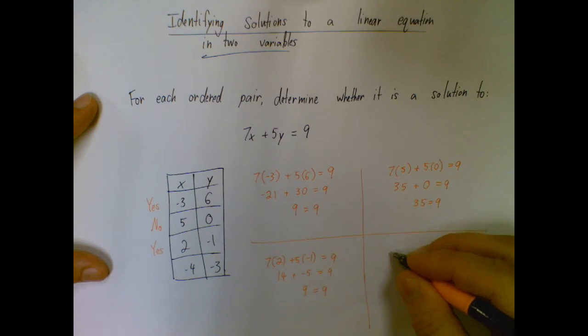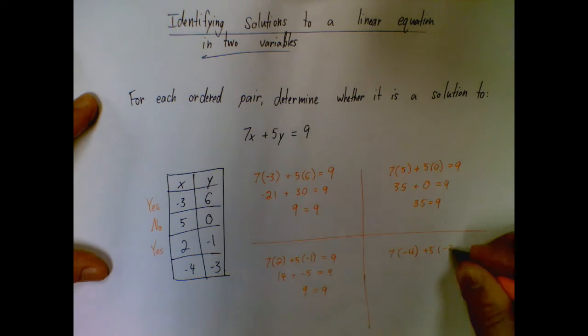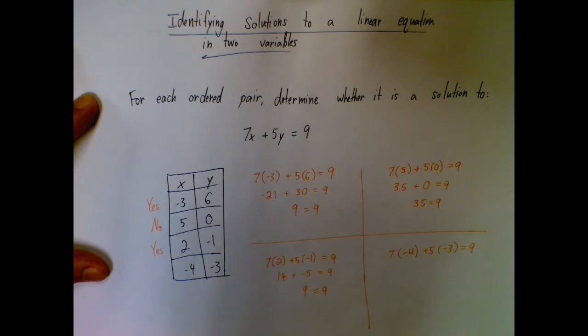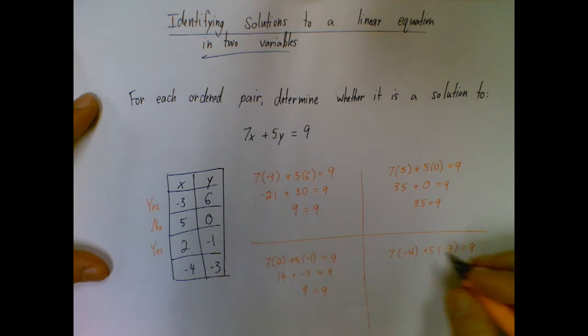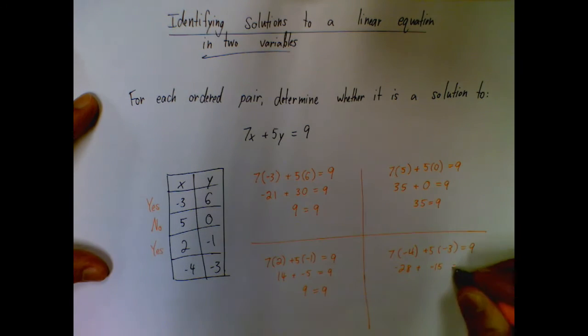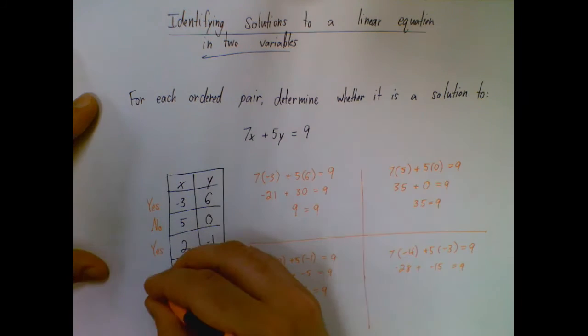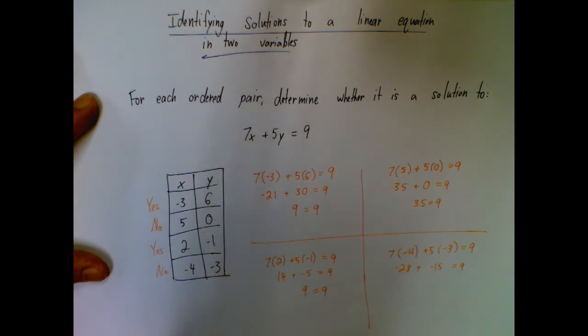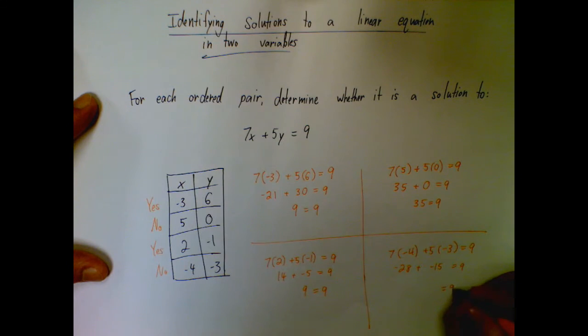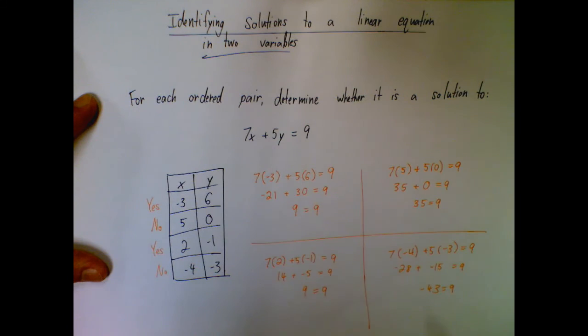Okay. And last but not least, 7 times negative 4 plus 5 times negative 3 equals 9. So over here I get negative 28 plus negative 15 equals 9. Definitely not going to work. There's going to be a lot of negatives there, so that's a big no there as well. Or you can take this all the way to the bottom if you feel so inclined, and you get negative 43. So it definitely does not work.